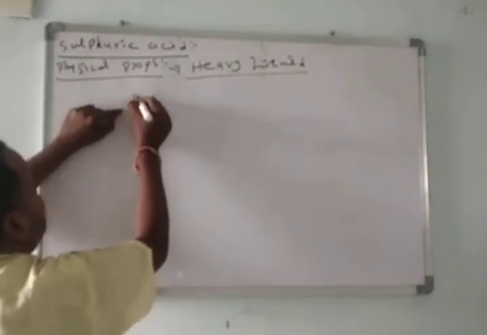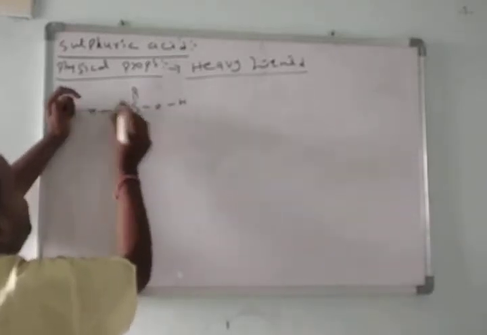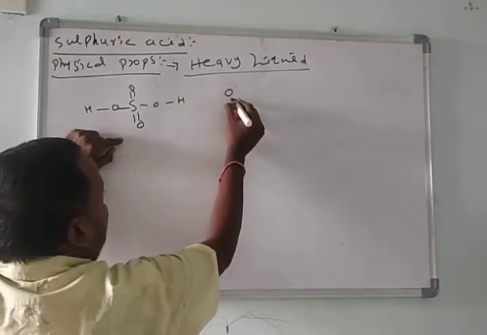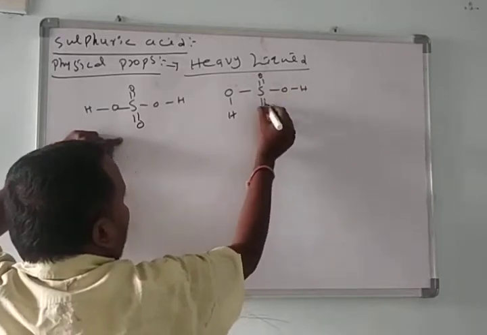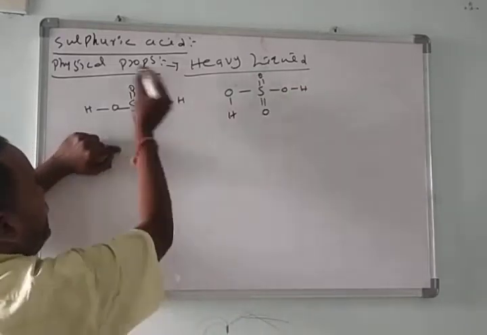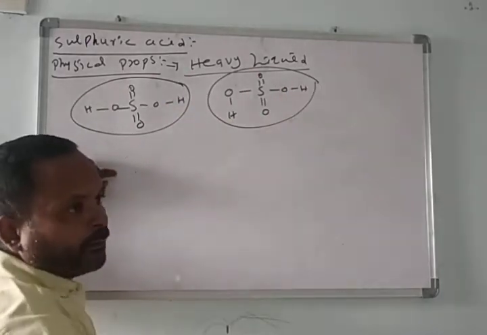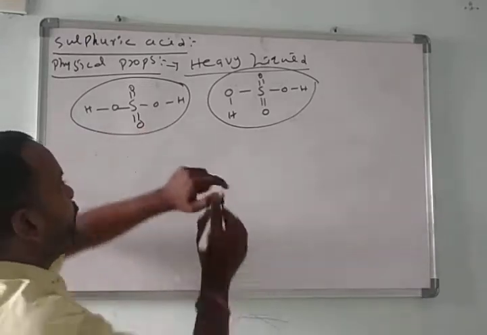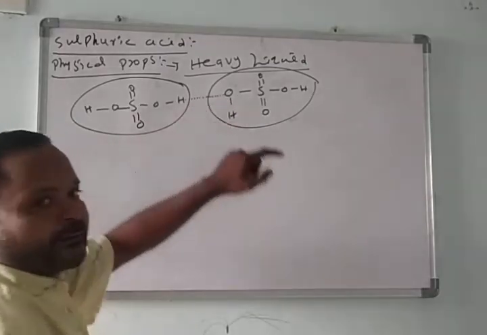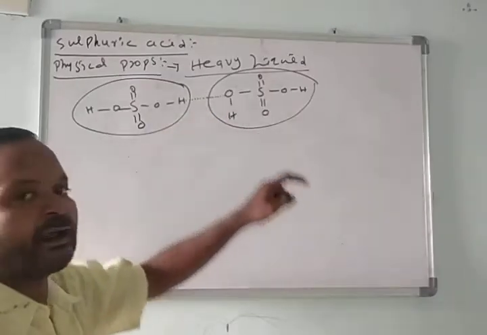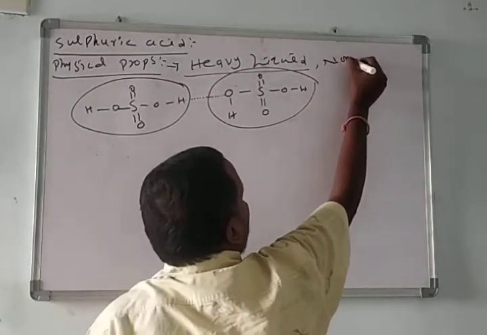Here I want to write the structure of sulfuric acid, which we already discussed in the last video. This is the structure of one sulfuric acid molecule and one more sulfuric acid molecule. This is one part of sulfuric acid, this is another part of sulfuric acid. Two sulfuric acid molecules are involved in hydrogen bonding. Due to this intermolecular hydrogen bonding, it is a heavy liquid and a non-volatile liquid.